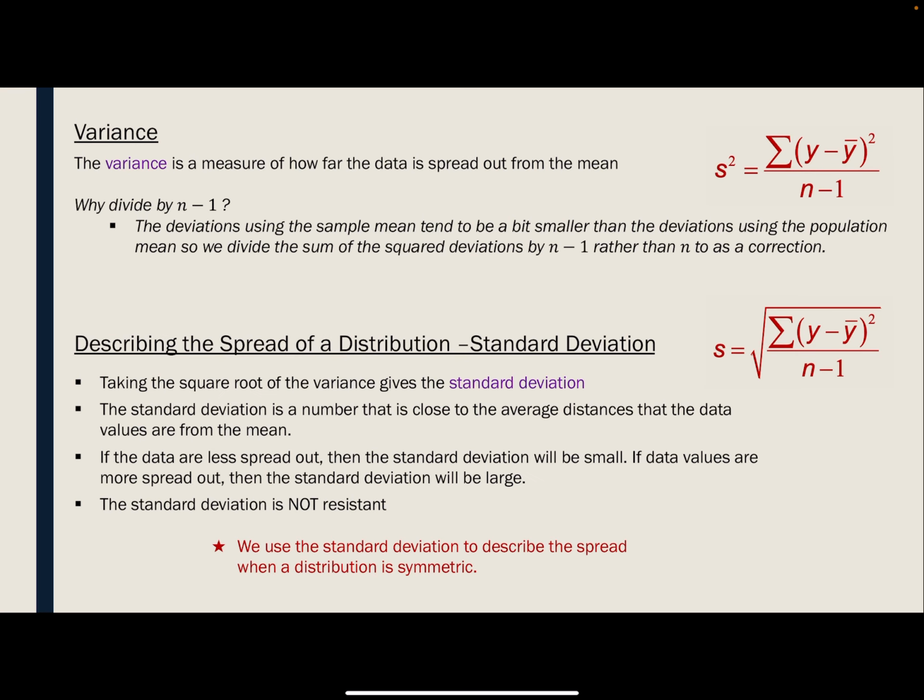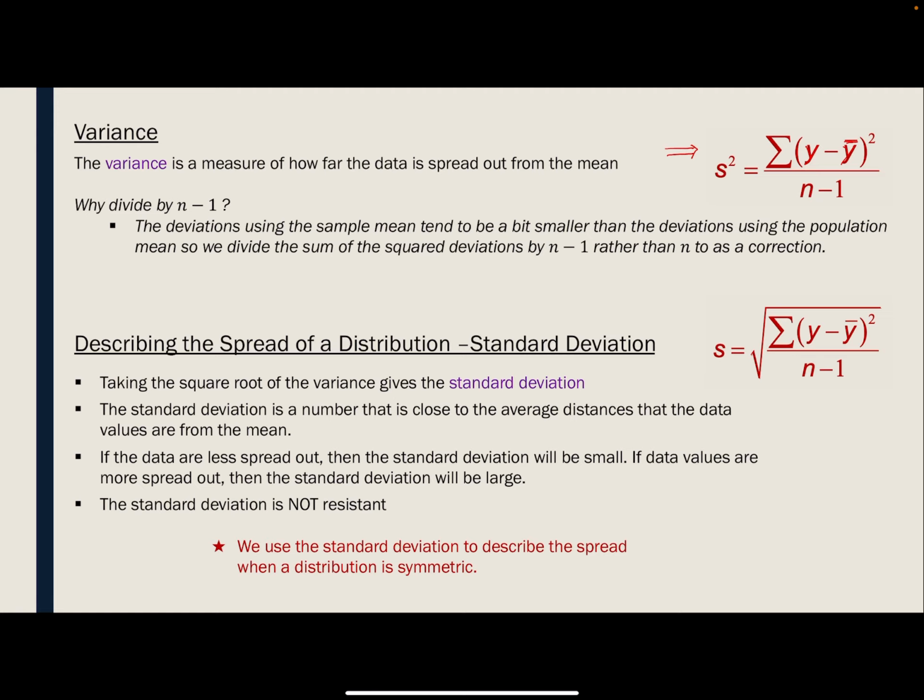Before we get to the actual description of the standard deviation, we have an intermediate calculation called the variance. And the variance is the measure for how far the data is spread out from the mean. So looking at the notation here, here is the formula for the variance. Anything with a bar above it, like this y bar, that's the mean. And the regular y is a single data value. So what this calculation is doing is it's taking each data value and subtracting it from the mean, meaning it's finding the distance between that data value and the mean.